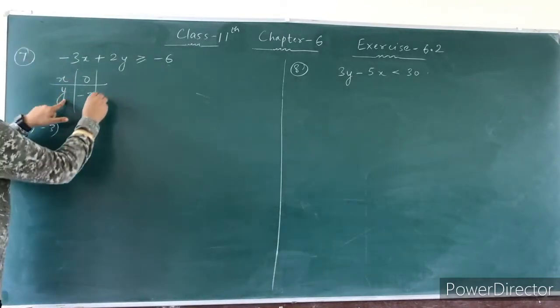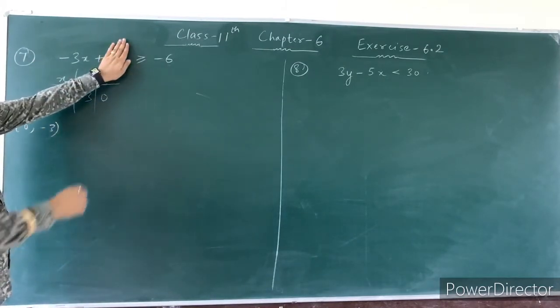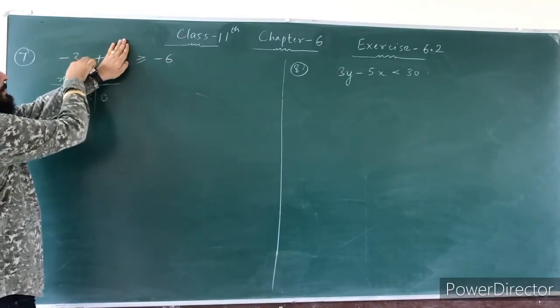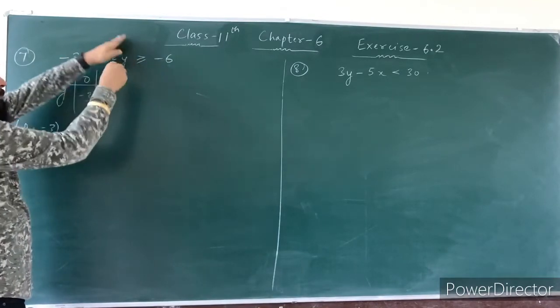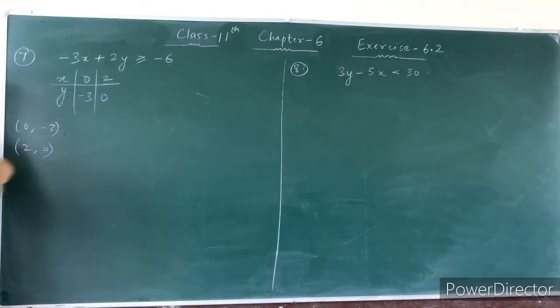Now put the value of y as 0, then the corresponding value of x is what? 2 into 0 is 0. So minus 3x equal to minus 6. Now minus and minus cancel. So what is x? 6 over 3. So 6 over 3 is what? Only 2. So the second point is (2, 0).